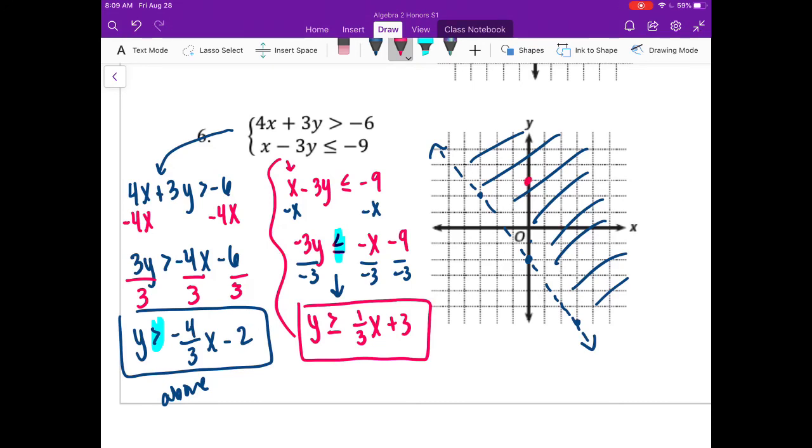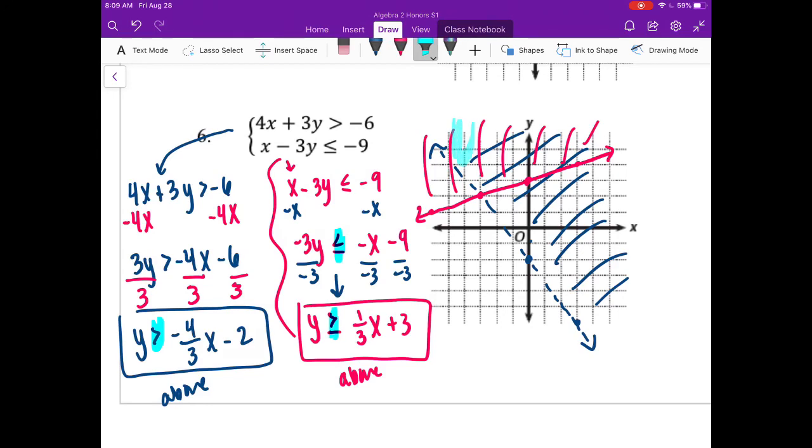I'm starting up at 3 and I'm going down 1 and to the left 3. Or up 1 and to the right 3. And that's going to be a solid line. My symbol is greater than, so I need to shade above, which is right here.